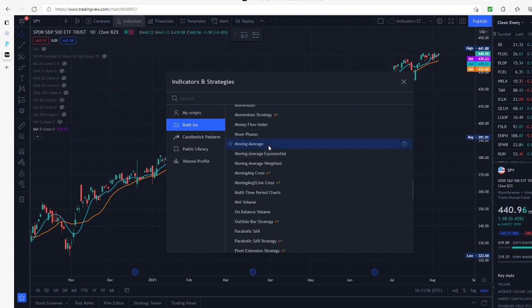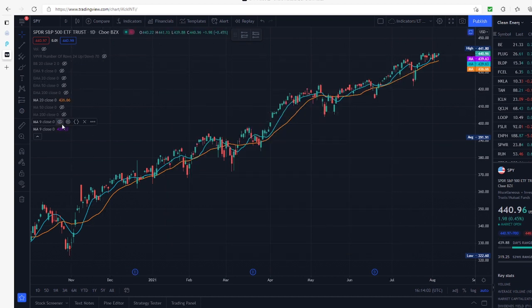So let's just add here. You click on this, it'll pop up on the left side right here, which is where all your indicators are going to be. So this one just came in.